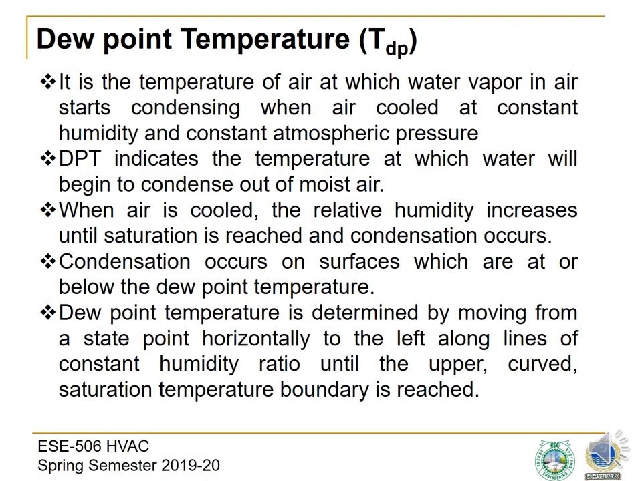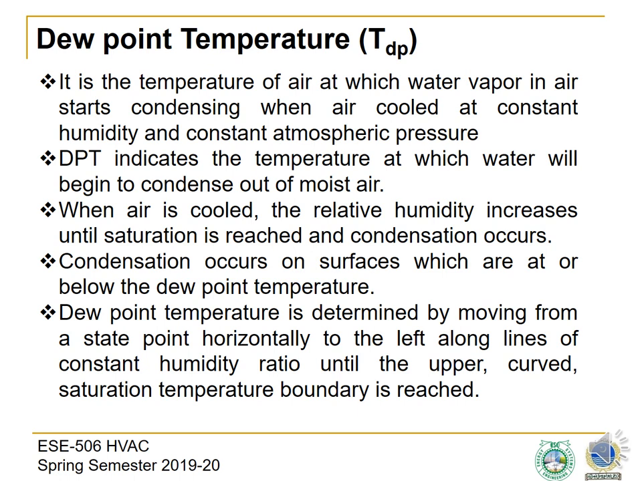Dew point temperature. It is the temperature of air at which water vapor in air starts condensing when air is cooled at constant humidity and constant atmospheric pressure. Dew point temperature indicates the temperature at which water will begin to condense out of moist air. When air is cooled, the relative humidity increases until saturation is reached and condensation occurs. Condensation occurs on surfaces which are at or below the dew point temperature.